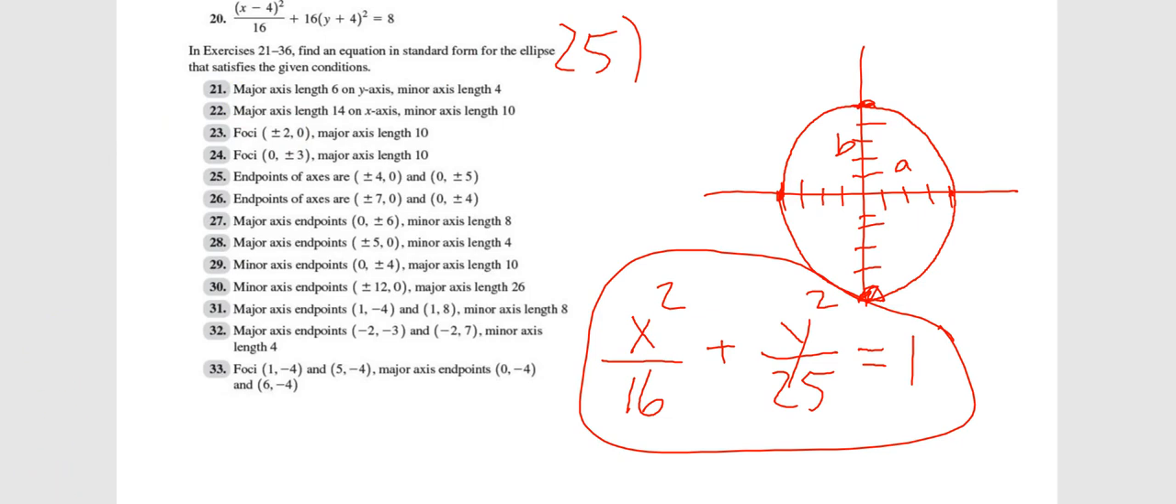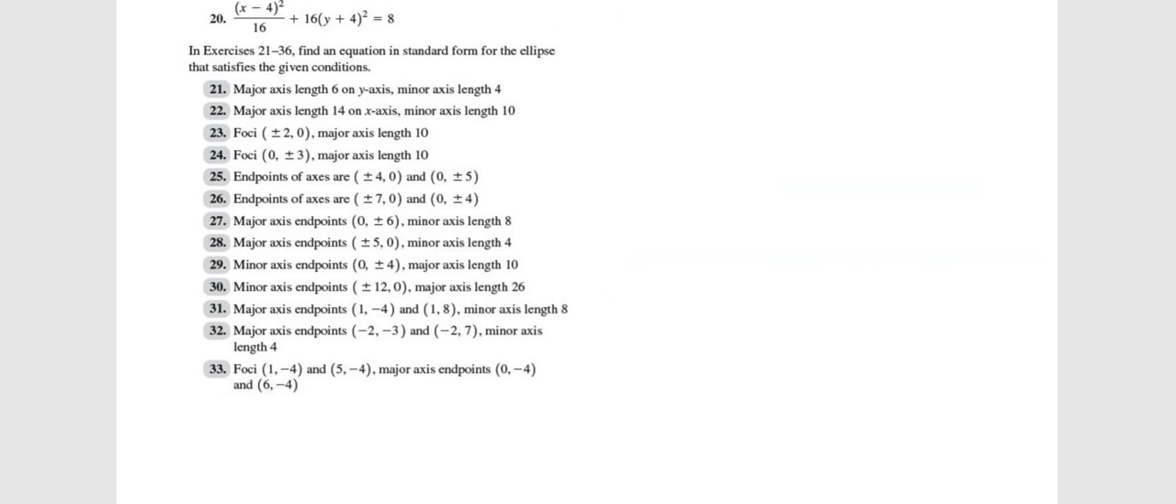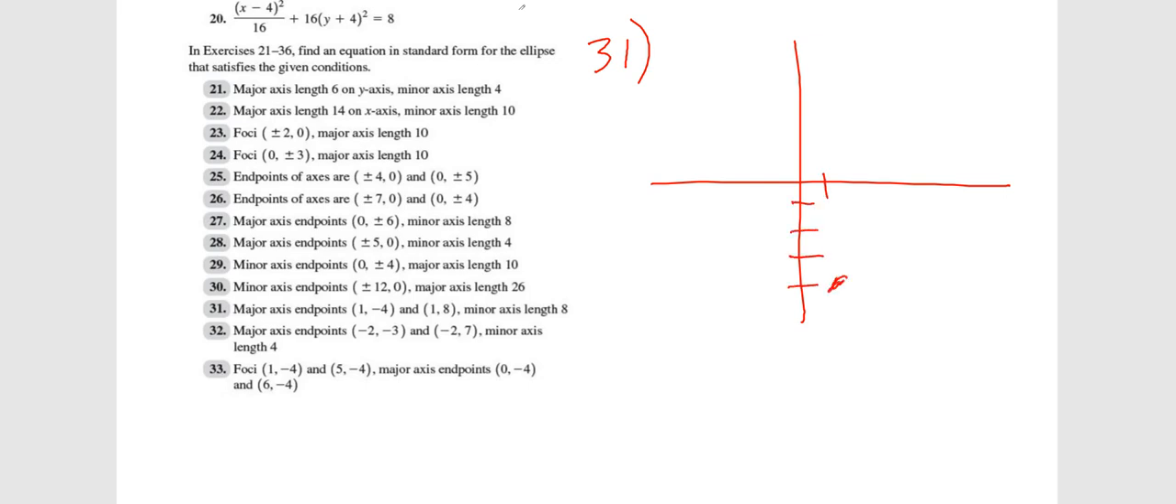We can do 31. Here, I'll clear this off. 31: major axis endpoints at 1, -4 and 1, 8. Oh, man, it's going way off graph. Okay, so it's actually outside of my window here.